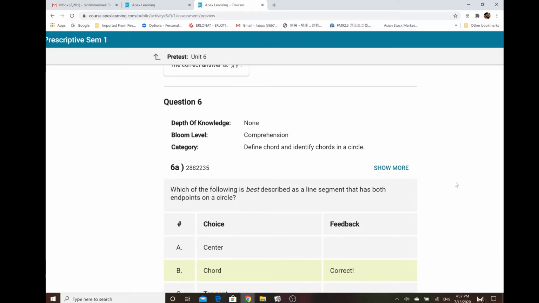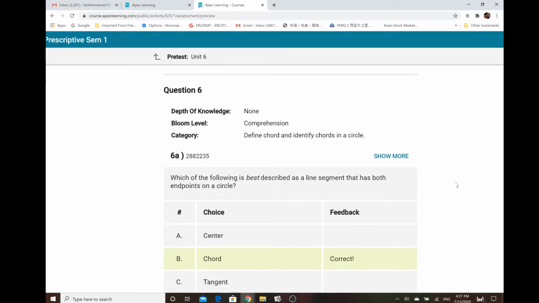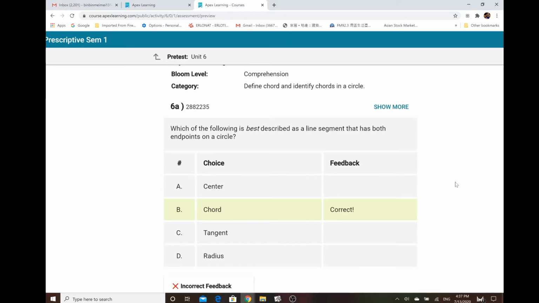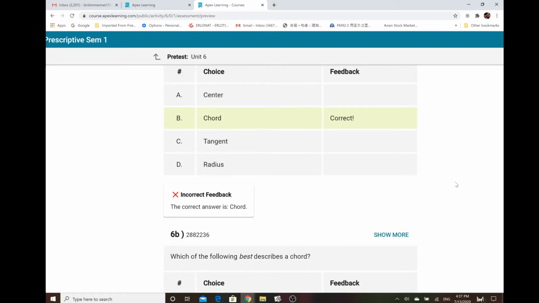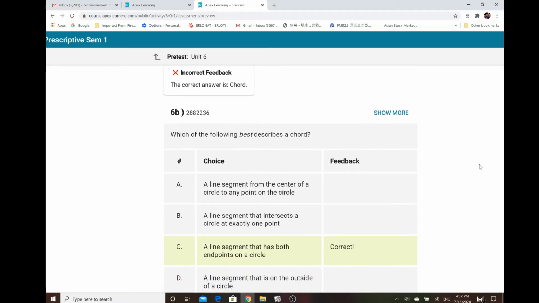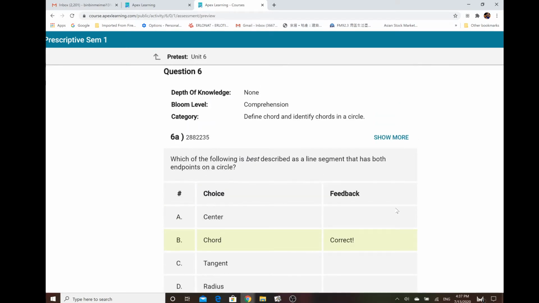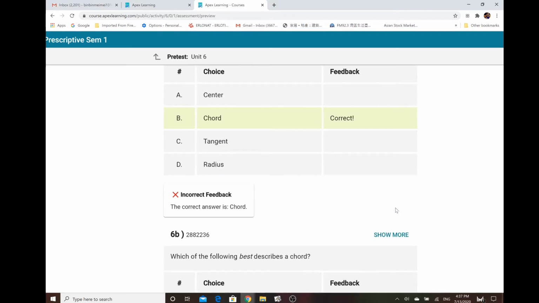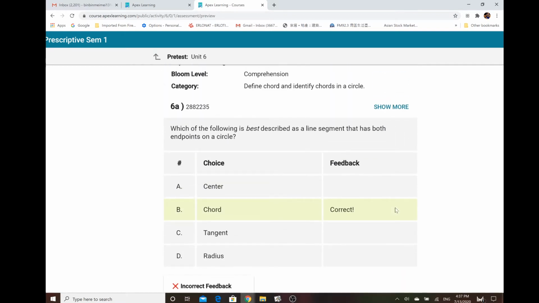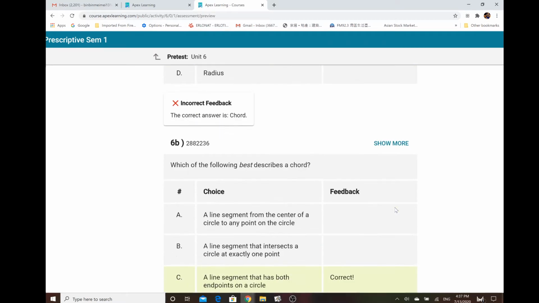And which of the following best describes the line segment that has both endpoints on the circle? Usually that would be a diameter, but the diameter can also be called a chord on the circle. So a line segment that has both endpoints on a circle. The difference between a chord and the diameter is that chords sometimes just connect 2 points on a circle, not necessarily going through the center. So that's the only difference compared to the diameter. The diameter is always going through the center of the circle, but a chord is not required to go through the center.